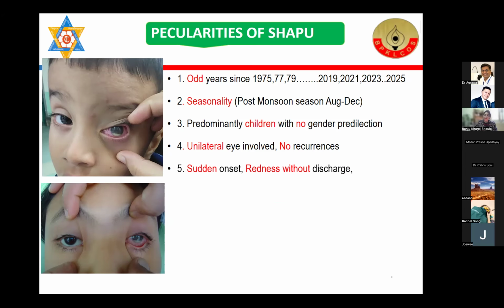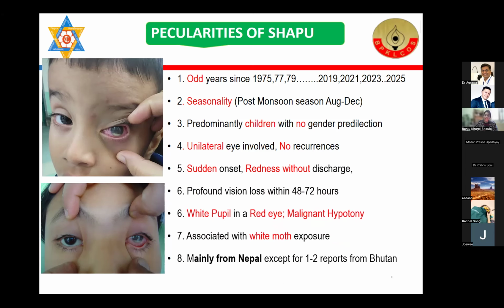So it's a one-time disease, but it is very sudden in onset, and many times it gets confused with conjunctivitis. But it does not have discharge, though the redness is present. It does have profound loss of vision, and unlike other causes of leukocoria, this is a red eye with a white pupil, not a white eye with a white pupil like in retinoblastoma or congenital cataract. It is a red eye with a white pupil, and the eye is very soft. That is called malignant hypertension.